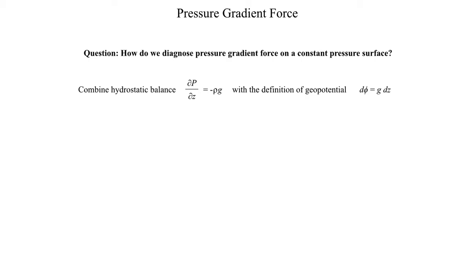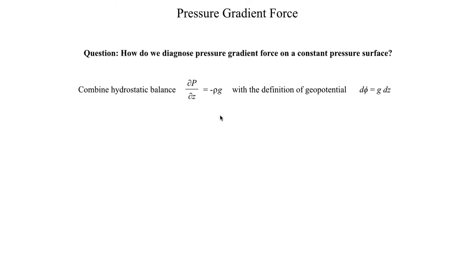In order to diagnose the pressure gradient force, we have to make some modifications to the pressure gradient force equation that we derived in the previous segment. To make those modifications, we have to use a couple of definitions. The first is the hydrostatic balance, which is dp/dz, the change in pressure with height, is equal to minus rho g. So that's one definition that we'll use.